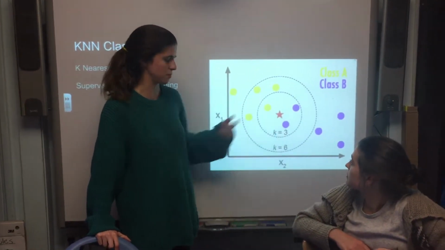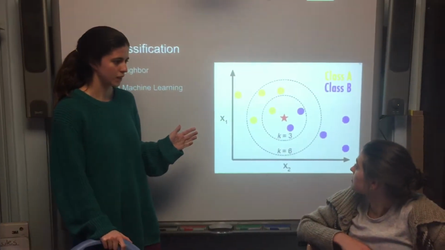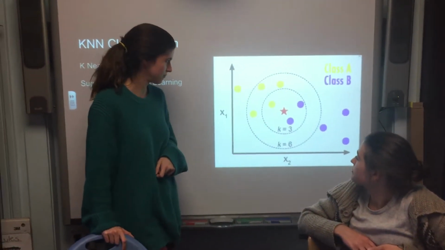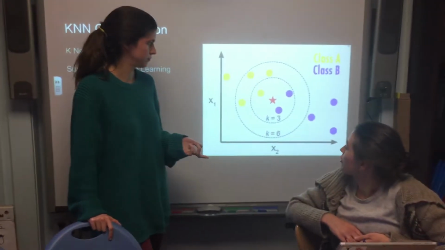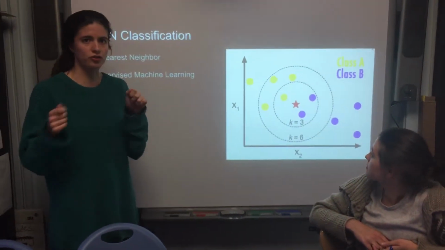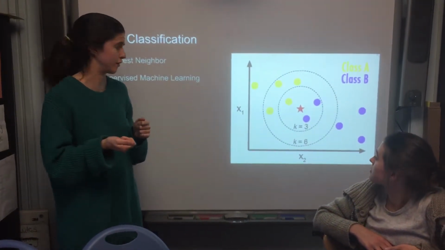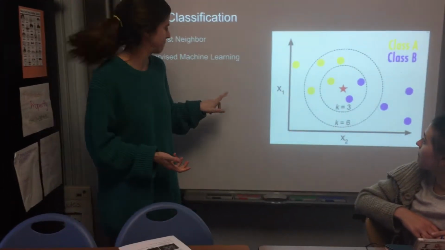What is the classification going to be for that star? Take a second to think about it. And now what do you think? Yellow. And how did you get there? Well, there are more yellow than there are purple. Yeah, absolutely. So KNN just basically looks at those nearest pieces of data to classify new pieces of data. And it's supervised because we're using an existing data set.